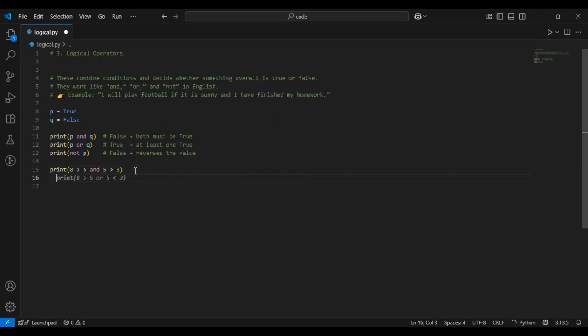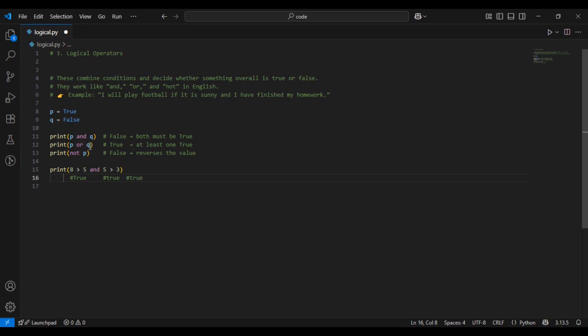Let me help you picturize it. This will give true and this will also give true, so the overall answer will be true. So the AND operator basically checks if both values are true, then it will give true, but even if one is false, then it will give false.